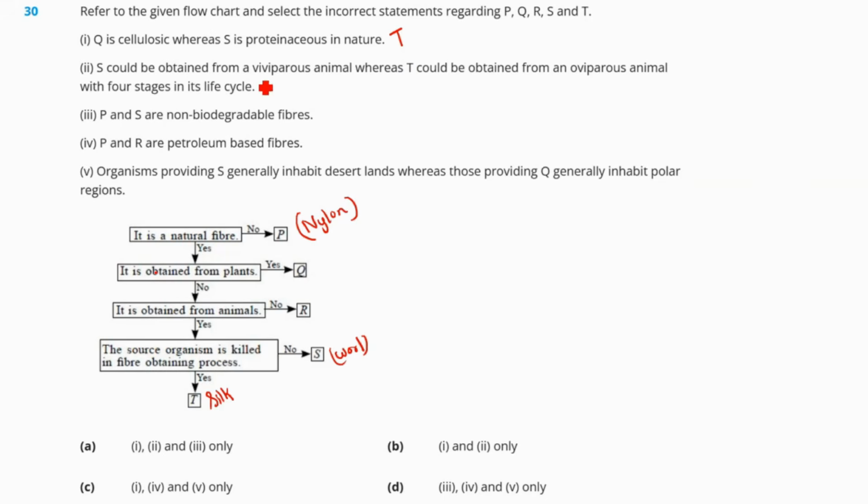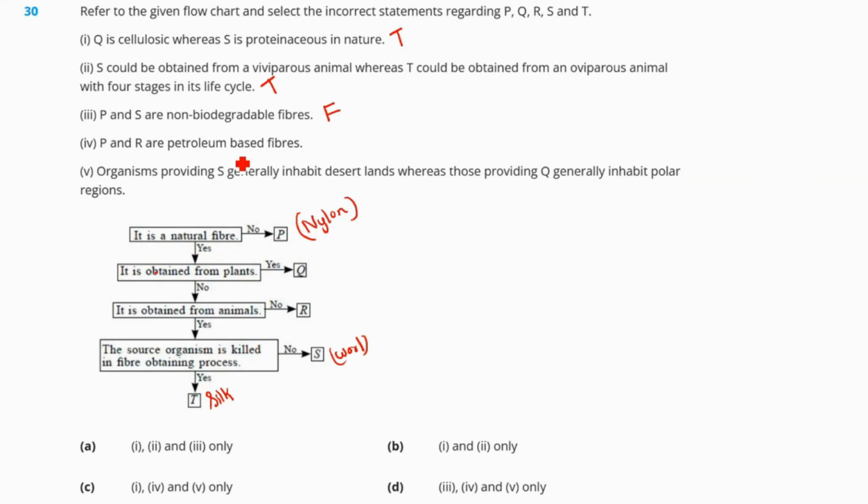S could be obtained from a viviparous animal. S organism, yes, sheep, they give birth, whereas T could be obtained from an oviparous animal with 4 stages of life cycle. Yes, silkworm, they have 4 stages of life cycle: egg, larva, pupa, and adult. So this is also a true statement. P and S are non-biodegradable fibers. Wrong, because P is non-biodegradable, but S is a biodegradable fiber. So this is a false statement.